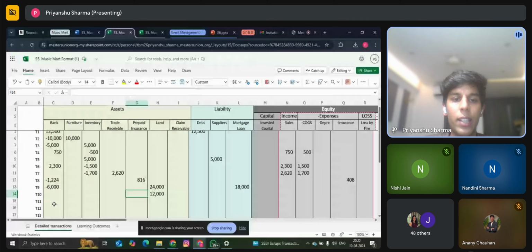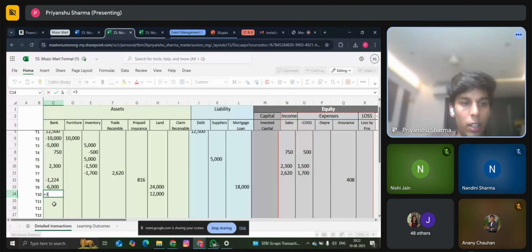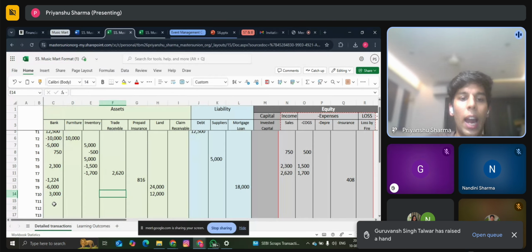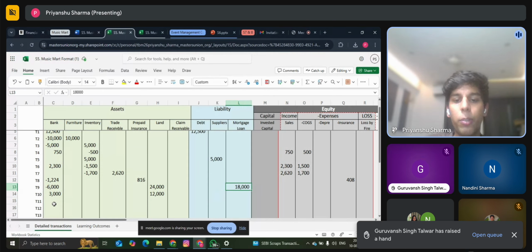So my land side, which was 24,000, comes down to 12,000 only, because out of the two, only one is left. Now whoever has bought it, they've given me $3,000 in bank, and they've undertaken half of my loan. Half of my loan here is basically 9,000. So how they've structured the transaction is 12,000 worth of land I've given to them. They've given me 3,000 worth of cash, and they've deducted 9,000 of loan from my hand.